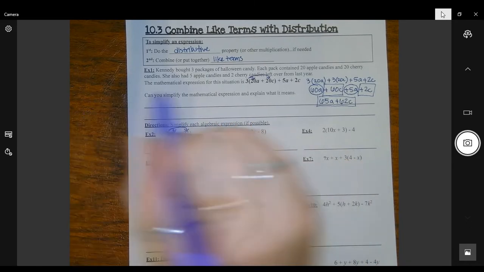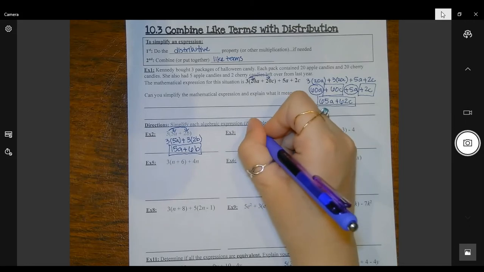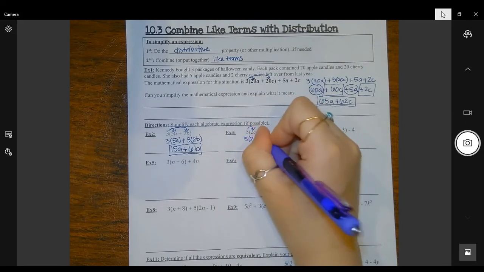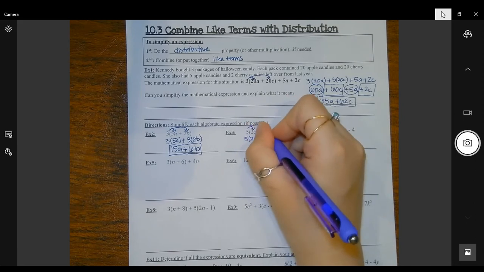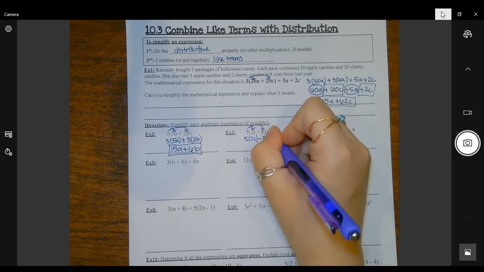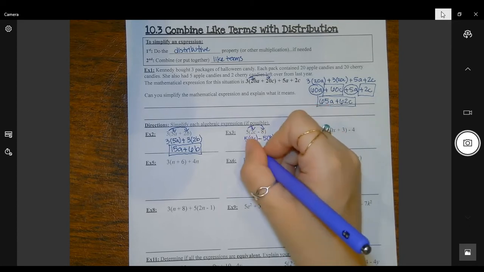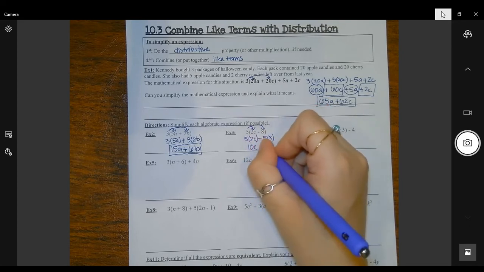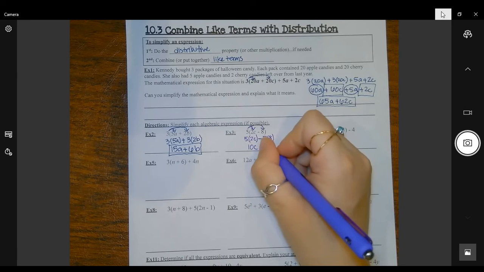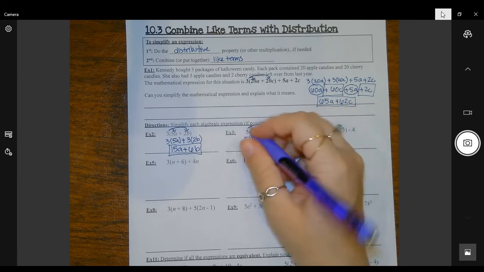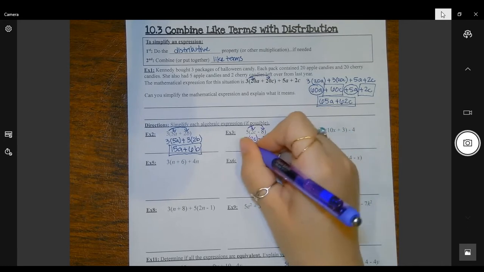Okay, for my next one, I'm going to distribute the 5 to the 2C and then bring down my minus sign, then distribute that 5 to the 8. Well, what's 5 times 2C? 10C. Minus what's 5 times 8? 40. I can't combine those because this has a C and that's a constant. So that's as far as I can go.